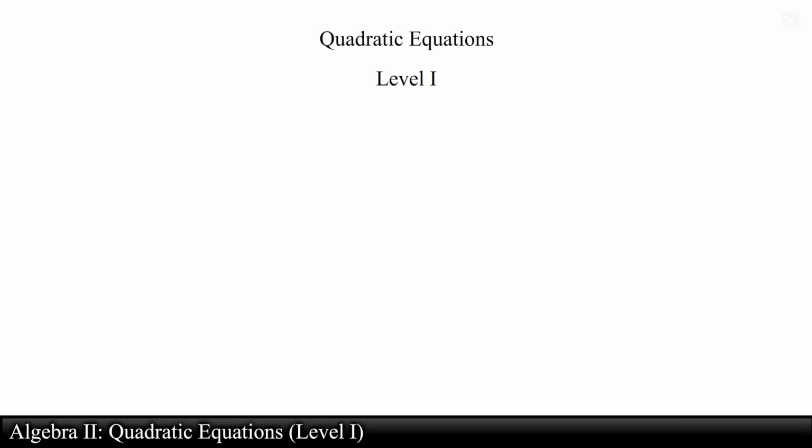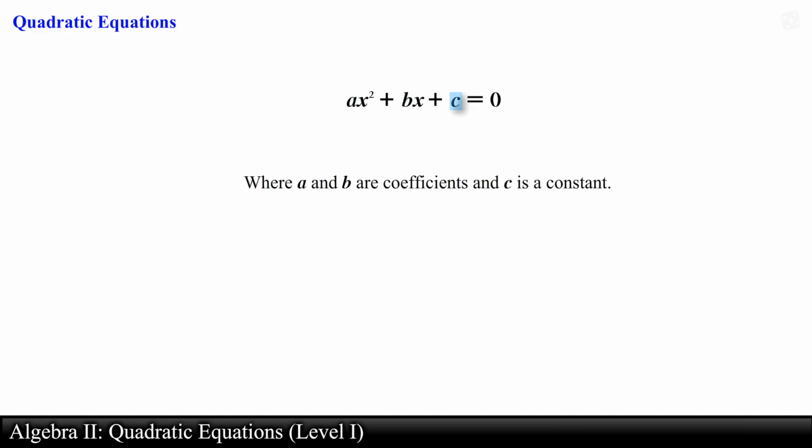Quadratic Equations, Level 1. In the following series of videos, we will cover the various methods and techniques required to solve quadratic equations. Recall that a quadratic equation is an equation of the form ax squared plus bx plus c equals 0, where a and b are coefficients and c is a constant. In addition, a cannot equal 0.